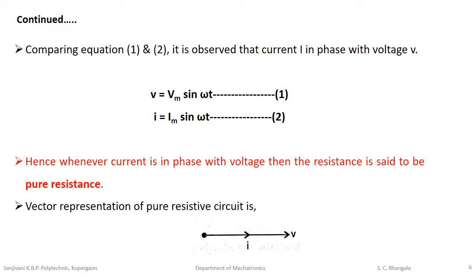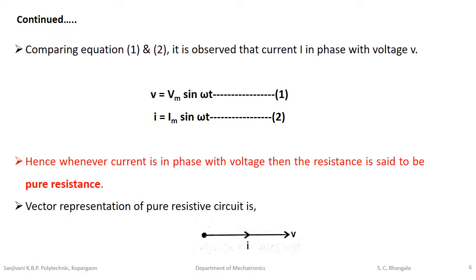So we have equation number 1 and equation number 2. Equation number 1 is nothing but the applied voltage V equals Vm sin omega t, and equation number 2 is nothing but I equals Im sin omega t. If we compare equation number 1 and equation number 2, it is observed that current I is in phase with voltage V. Why do they have the same phase?